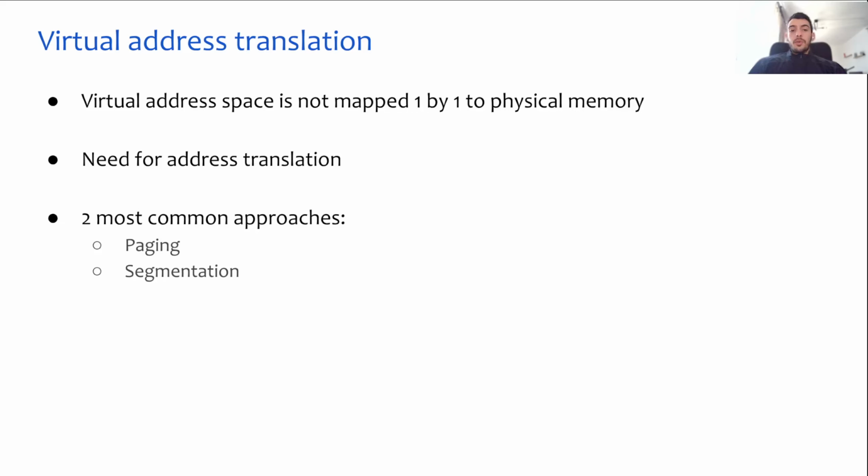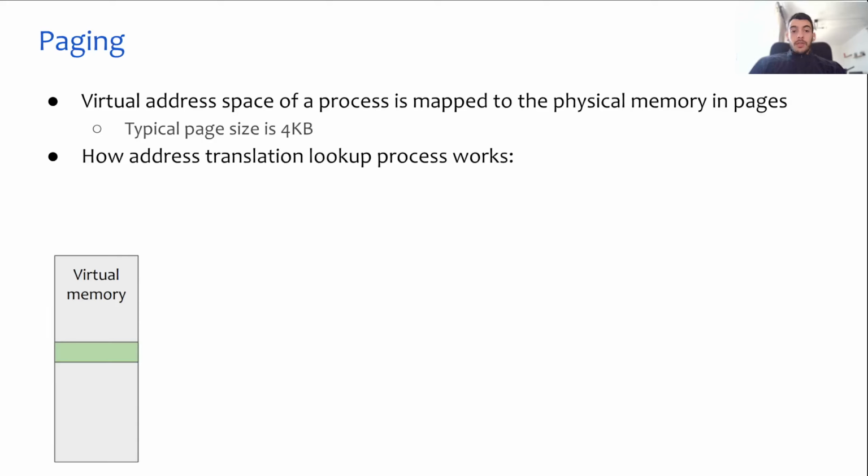There are two most common approaches related to this subject. The first one is called paging and the second one is called segmentation. To begin with, the virtual address space of a process is split and mapped into physical memory pages. The typical size of a page is 4 kilobytes. However, nowadays we have even larger pages, so-called huge pages, which can be in terms of megabytes or even gigabytes.